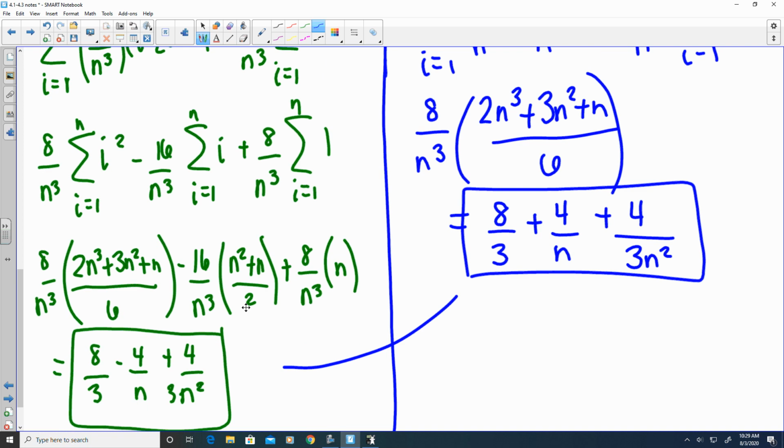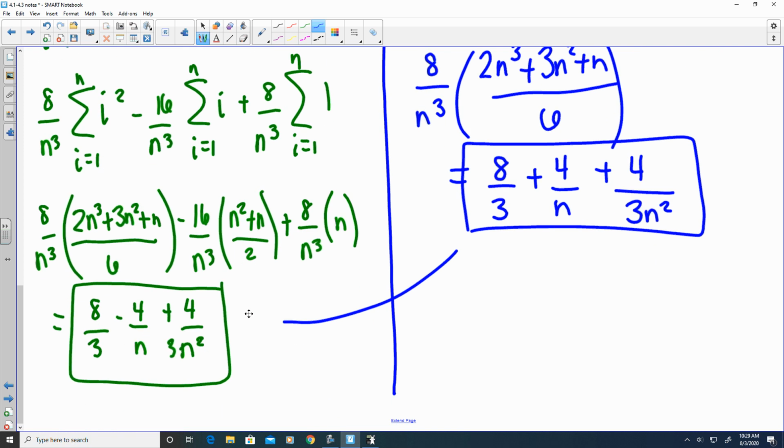We have 2 answers. If I take the limit of both of these boxed answers as n approaches infinity, both answers are going to give me 8/3, because those n's on the bottom of both of those are going to cancel. Basically 4 over infinity, which is 0, both times. Those are going to cancel out. So really, we get 8/3 either way. So now that we know we can do that, we should just stick with the easier side every time.